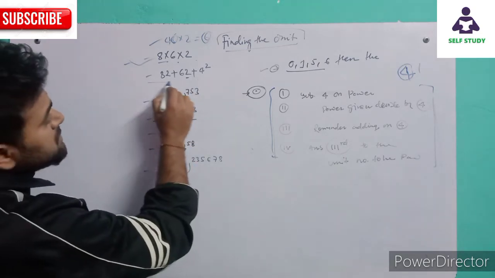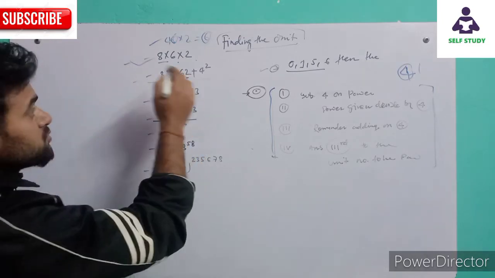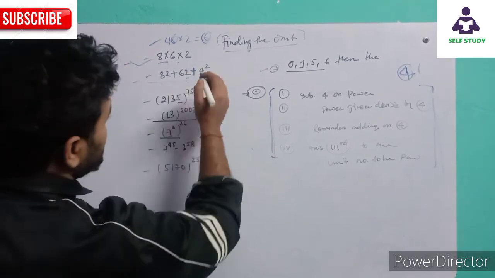And the second question consists of 82, 62, and 4 square. So 82, 62 and 4 square.